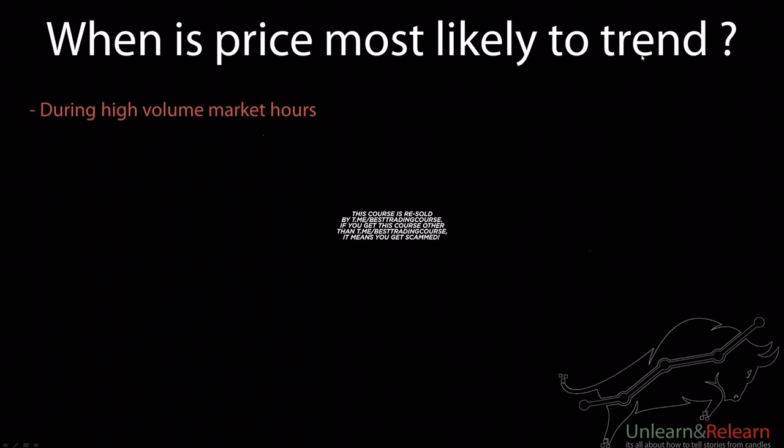When is price most likely to trend? Sometimes you're trading the New York Open, and then when you're done trading New York Open, you move to London Close. After London Close, you move on to the afternoon session, right? In the afternoon session, price may not have a lot of volume. Trends will only happen when there's high volume in the market. You have to understand this.